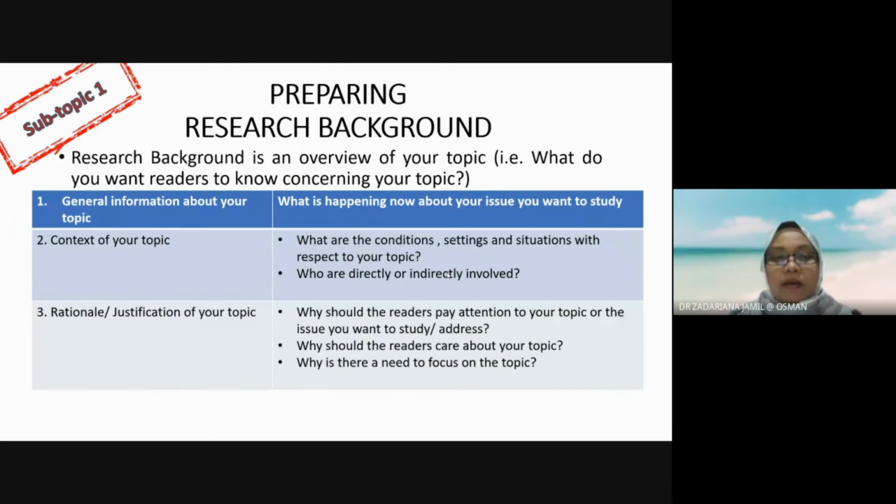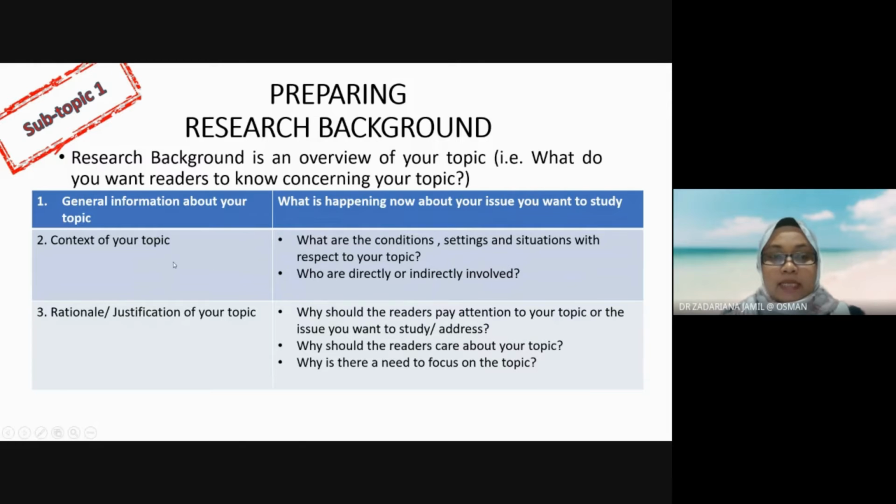So let's look at how to prepare a research background. A research background is an overview of your topic of research. It is a section where you tell readers what you want them to know about your research. It is general information about your topic, related to what is happening now and the issues you want to study. So you need to emphasize the general information and general issues in your area of interest.